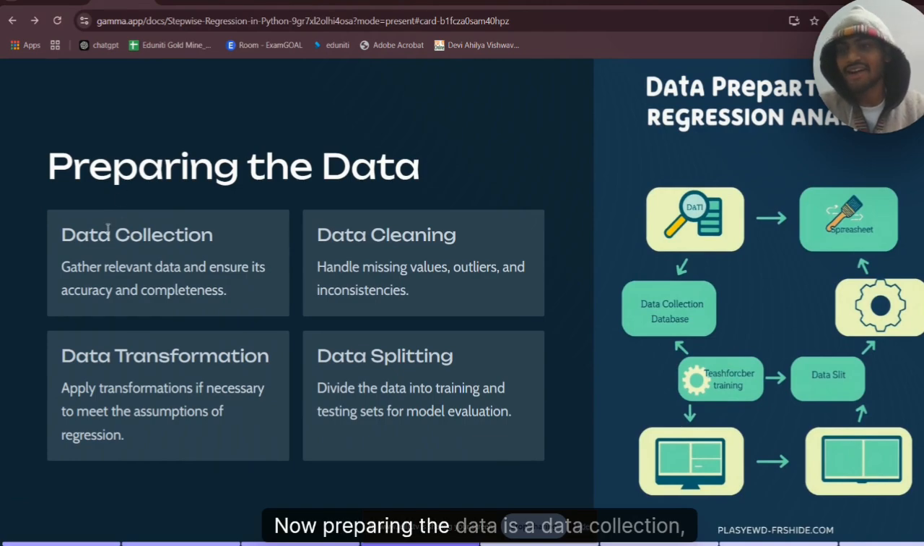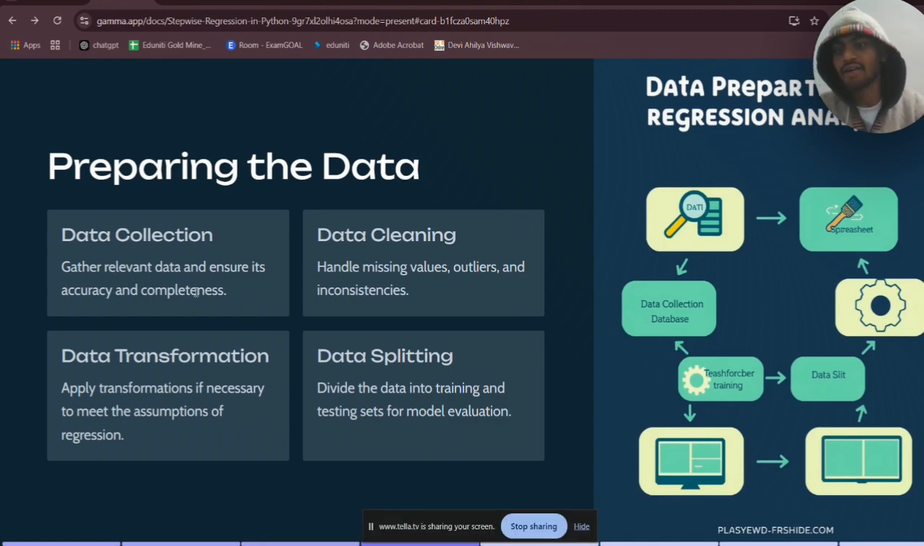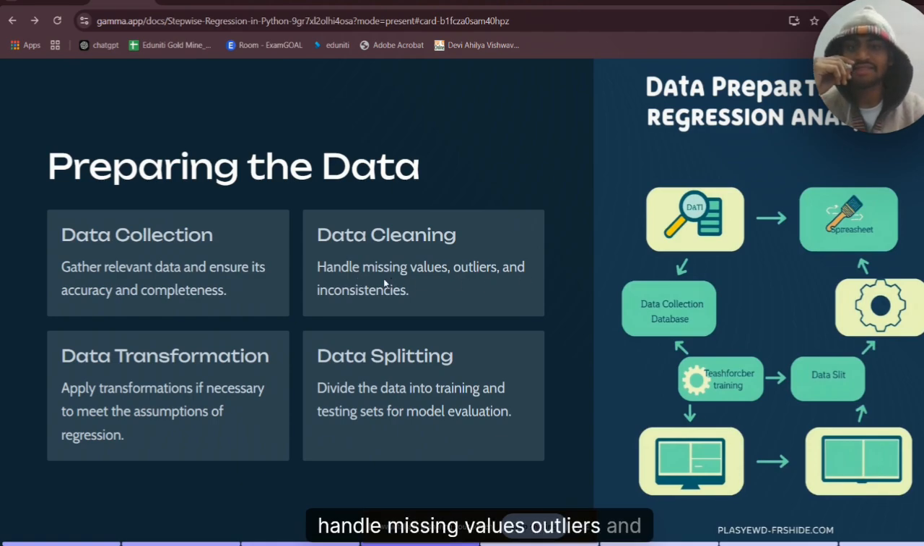Now, preparing the data: data collection, data cleaning, data transformation, data splitting. Data collection means gathering relevant data and ensuring it is accurate and complete. Now, data cleaning: handle missing values, outliers, and inconsistencies. Data transformation is applying transformations if necessary to meet the assumptions of the regression. Data splitting is dividing into training and testing sets for model evaluation.